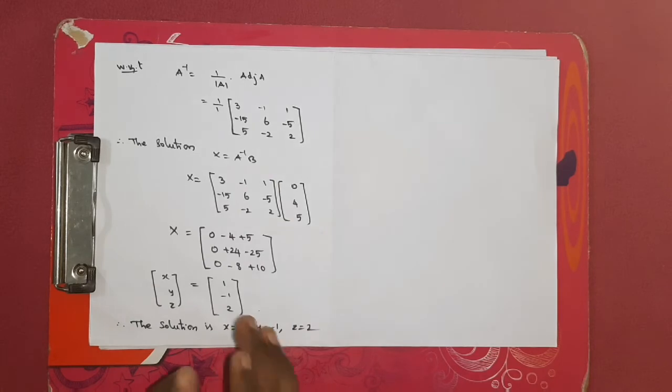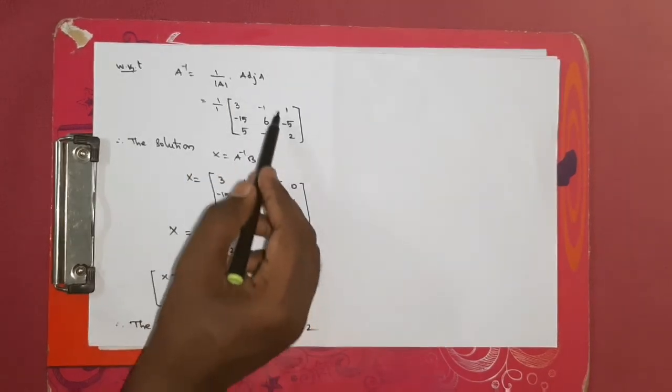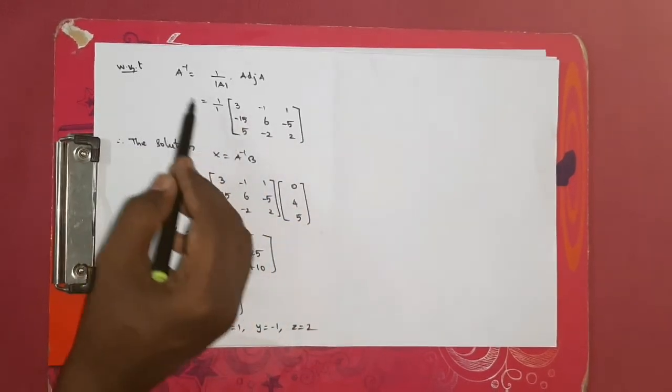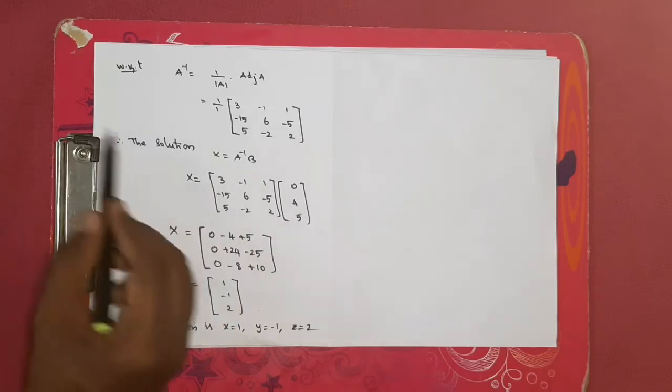So now we found the determinant of A value and adjoint of A value. Determinant of A value is 1 and the adjoint of A value is this. I have applied it in the A inverse formula, so we got it. Now we have to apply this A inverse in the solution equation.